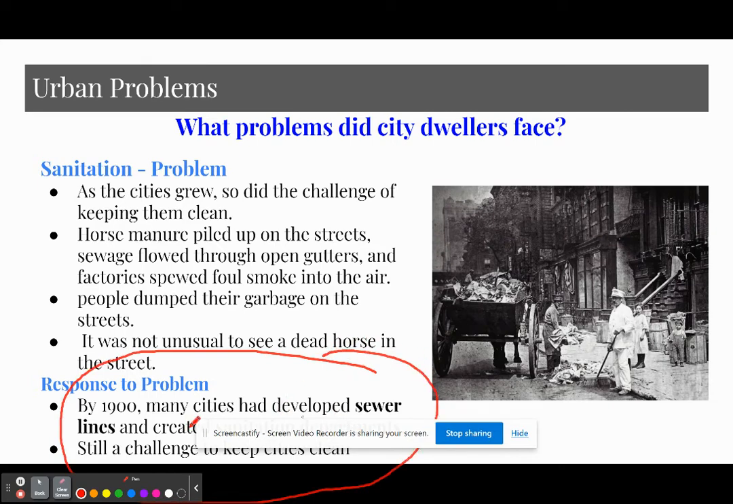The sanitation department would be like your modern day garbage collectors. So you see them collecting garbage here. So this helped, but it was really still a challenge to keep the cities safe and clean.